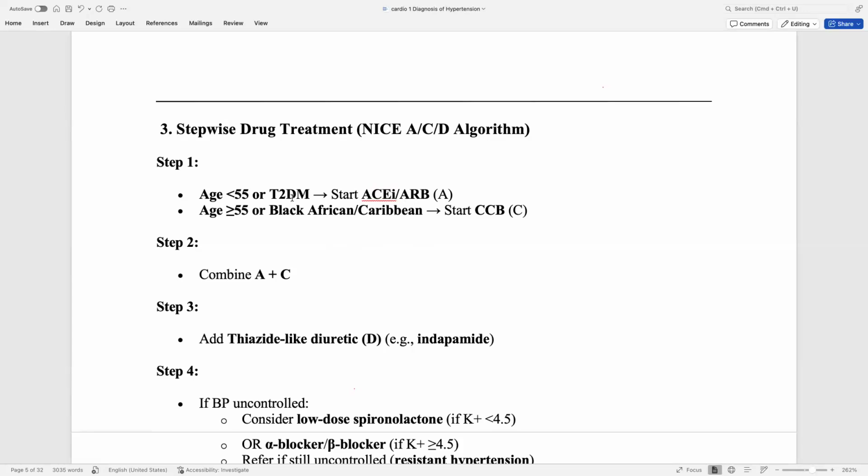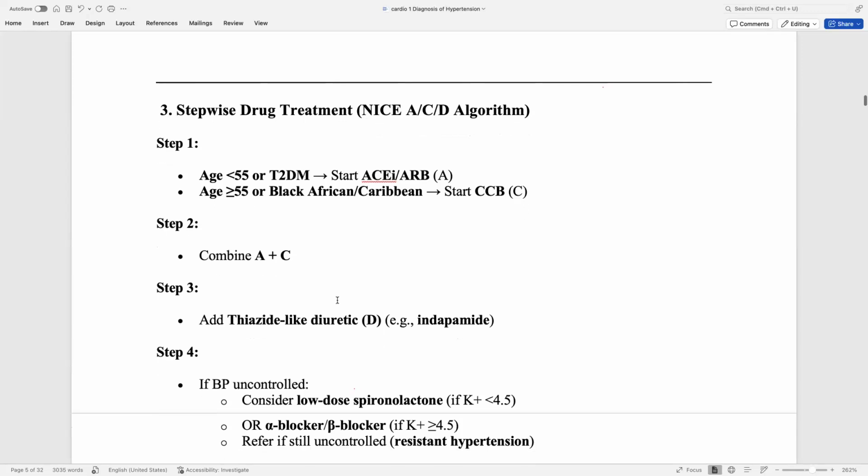Yani, if we start ACE inhibitors for a white and young patient, and we have to add something else, we can add calcium channel blockers in the next step. And the opposite is still true. Step 3, thiazide-like diuretics.